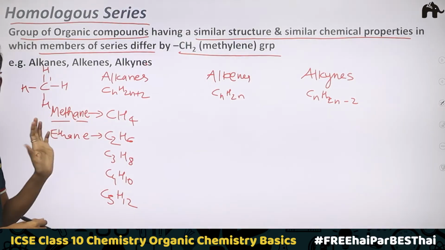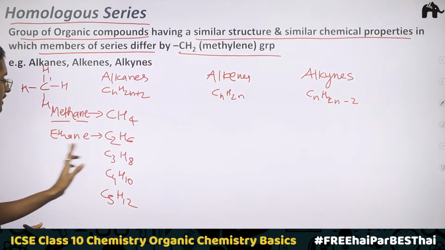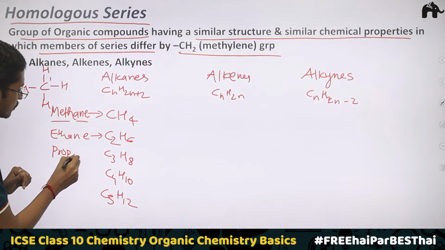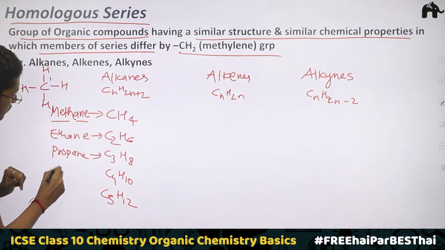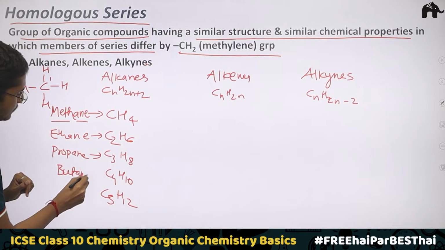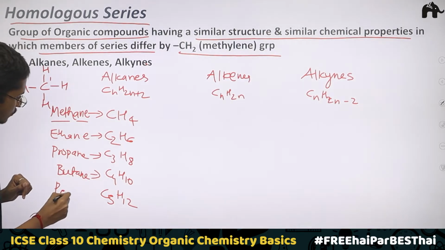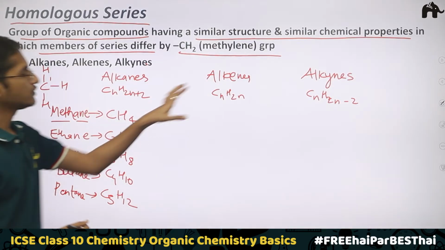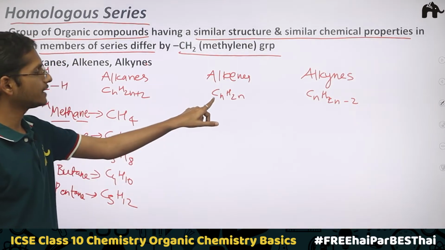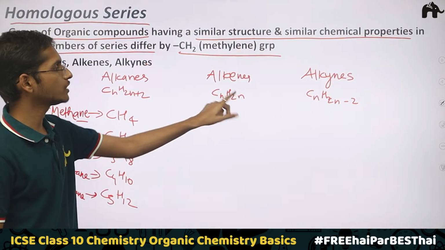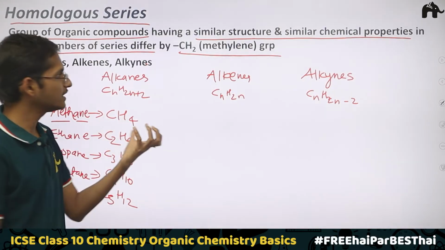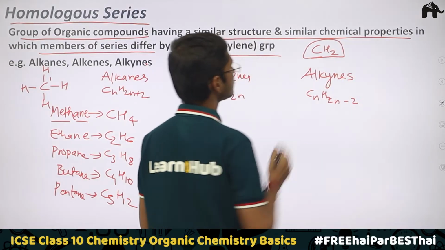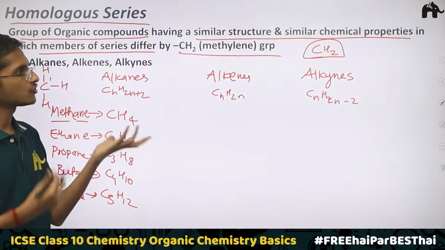It is methane. The first member of the alkane series is methane, then second is ethane, you can find out, third is propane, you can find out from the rules, fourth butane, fifth pentane. So all these you can find out from the rules as well. Now in case of alkenes, if I write C1 H2 into 1, meaning H2, that gives CH2, but CH2 is not an organic compound, because carbon's tetravalency is not satisfied.